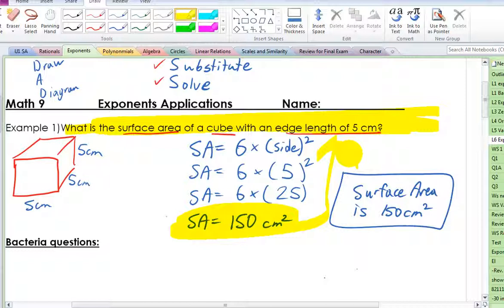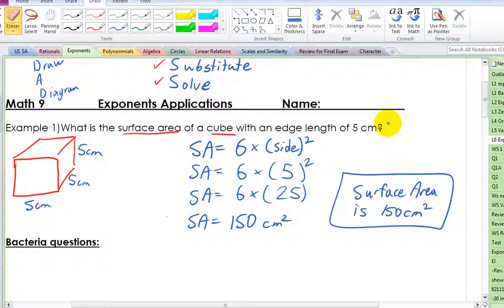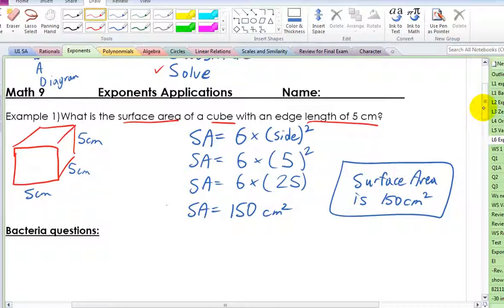Okay, it's like your check. You're checking that you did it right, that you answered it, and that you're doing the right work. Okay, that's why we do a sentence. It's not just to make you guys cry. It's just to have you double check. Okay. Any questions with that?